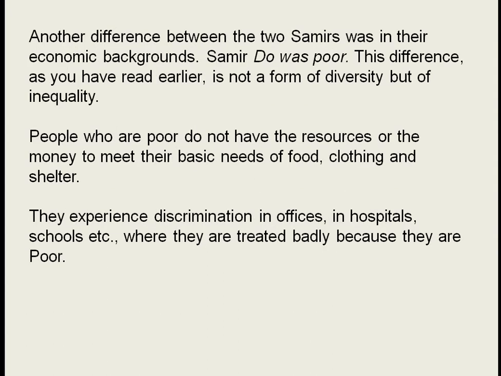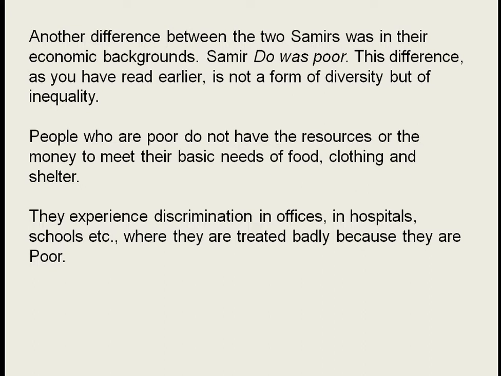Moving further, another difference between the two Samirs was in their economic background. Samir Do was poor. This difference, as you have read earlier, is not a form of diversity but of inequality. Both the boys' economic status was different. Samir Do was poor, selling newspapers on the road, and Samir Ek was going to school.